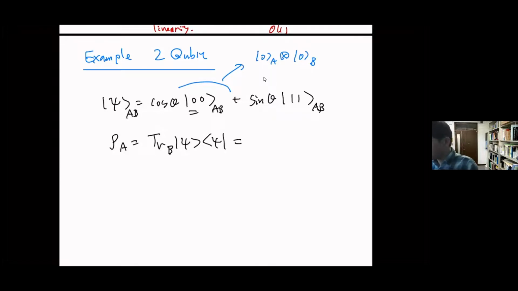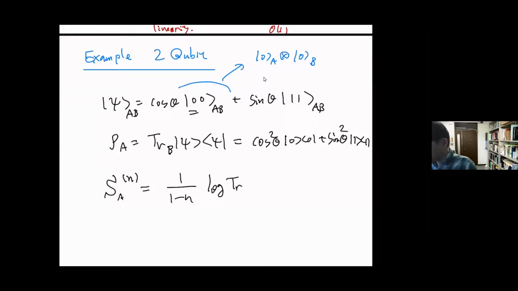Following the definition, you square this and get cosine theta squared |0,0⟩, or sine theta squared |1,1⟩. Very simple elements. Then it is not difficult to calculate the nth order linear entropy, which is 1 over 1 minus n times log of trace rho_A to the nth. So it's 1 over 1 minus n log of cosine theta to the 2n plus sine theta to the 2n.